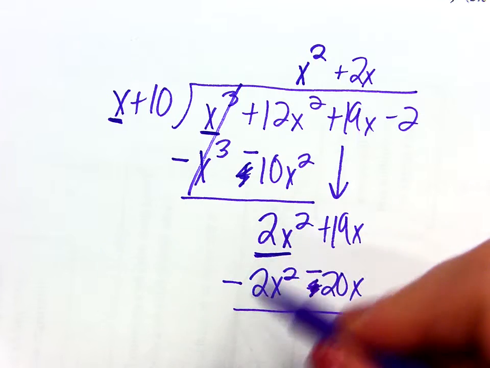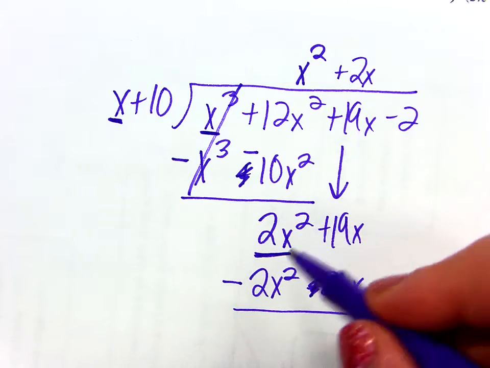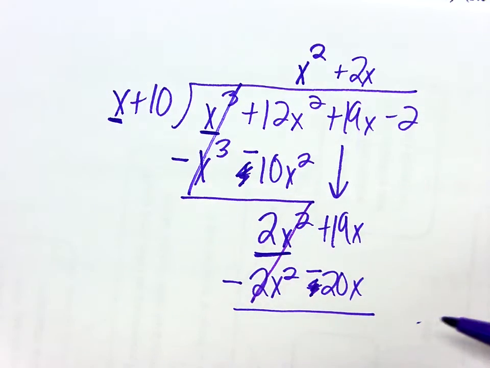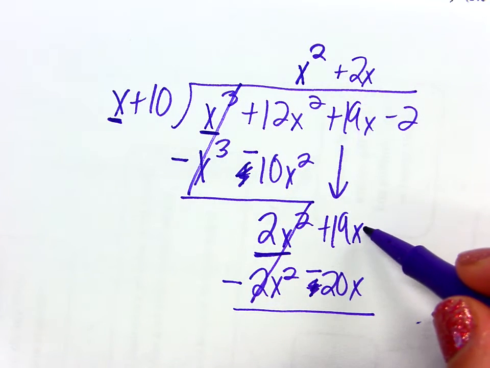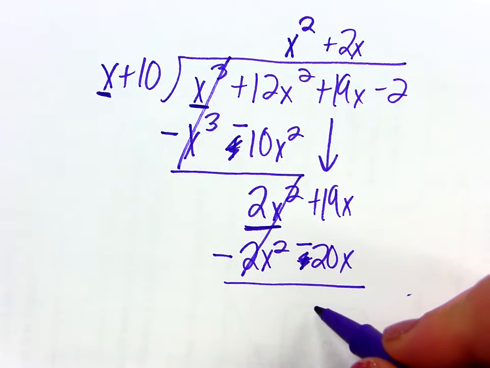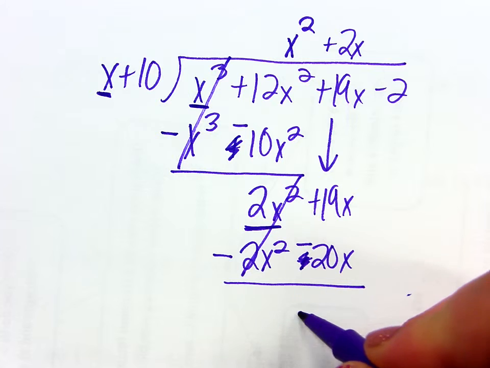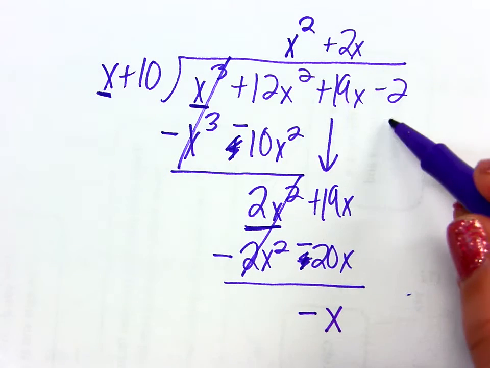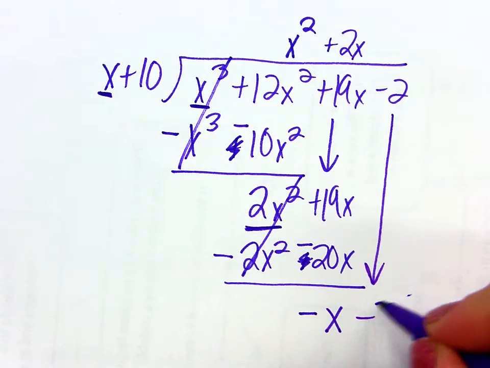So look, that first thing, see, it cancels again. It's such a nice little self-check. That should always cancel out. And then 19x minus 20x is negative x, right? And then I bring down the next number.